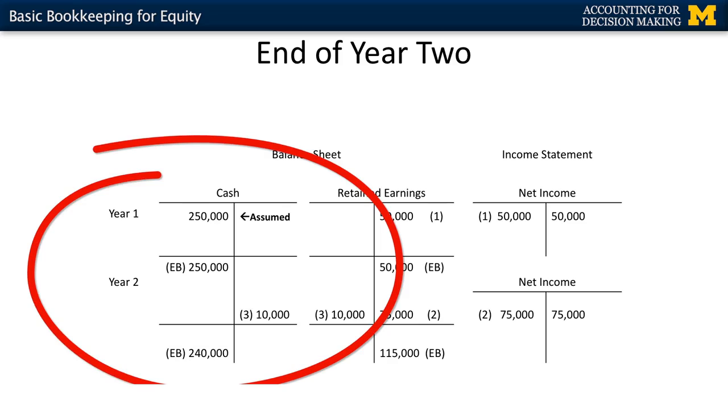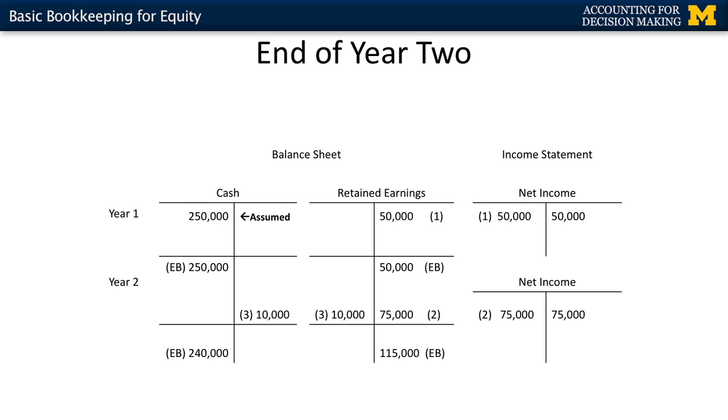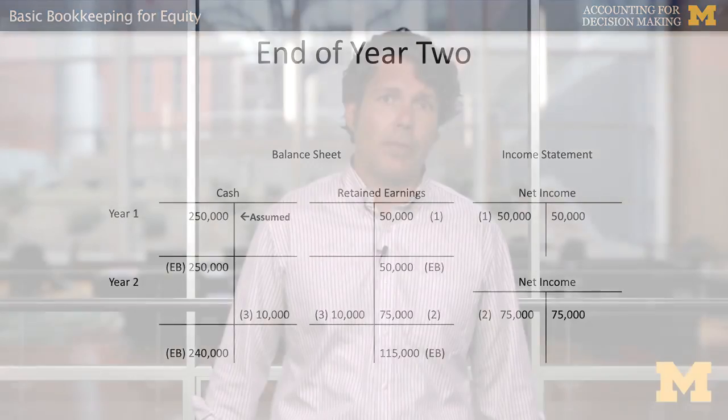Notice also that this is the first time cash is impacted. When we gave that value back to the shareholders, we gave it to them in the form of cash. So we need to reflect the fact that we have less cash at the end of the period as well.